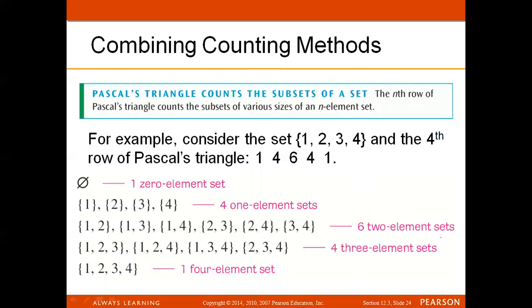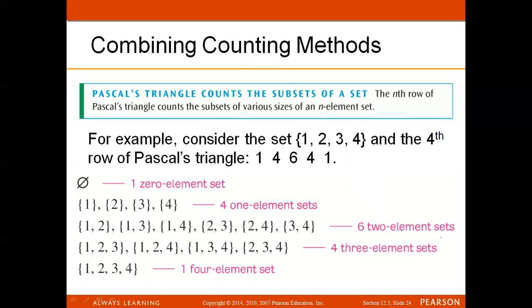For example, consider the set 1, 2, 3, 4, and the 4th row of Pascal's triangle, which was 1, 4, 6, 4, 1. In listing out the number of subsets of a 4-element set, we get the null set, the empty set, the brackets themselves. We could form the set 1, the set 2, the set 3, the set 4 individually out of elements. We could make the sets 1, 2; 1, 3; 1, 4; 2, 3; 2, 4; 3, 4, making 2-element subsets.